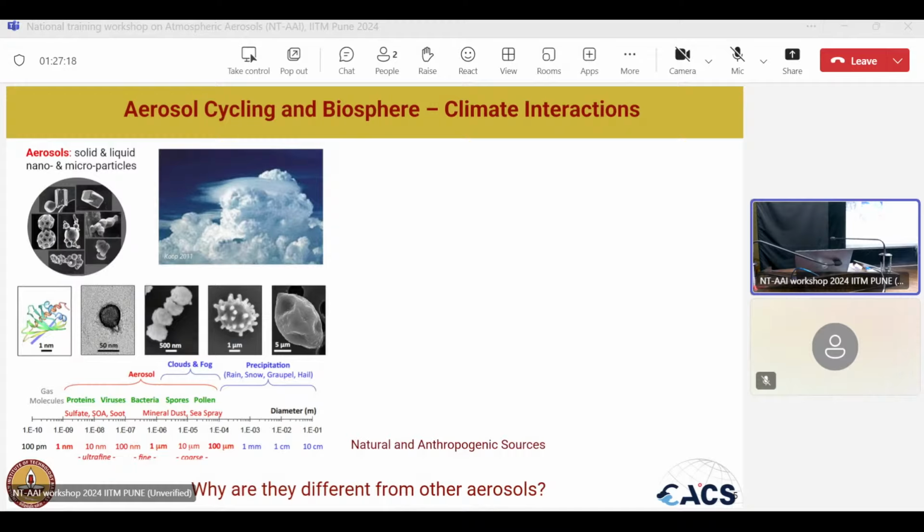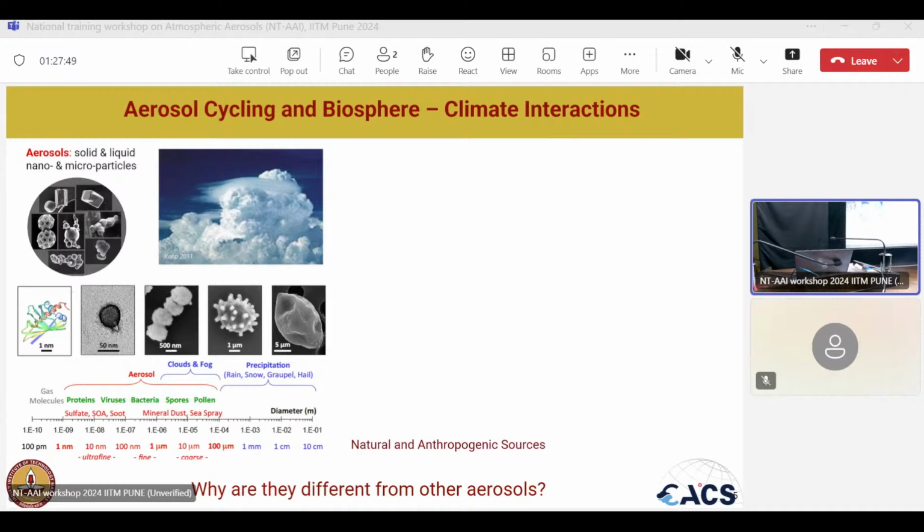Why are they different from other aerosols? Unlike gas phase measurements, working in the aerosol field poses one unique challenge: we run across a 5 order of magnitude size range. Anything greater than 1 nanometer and up to around 100 microns is called an aerosol particle. Anything above 100 microns cannot be called aerosol, because it will very quickly settle down on the Earth's surface.